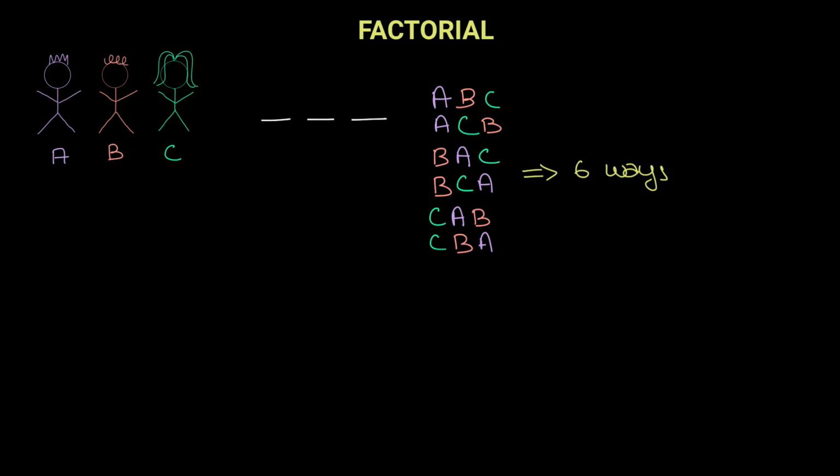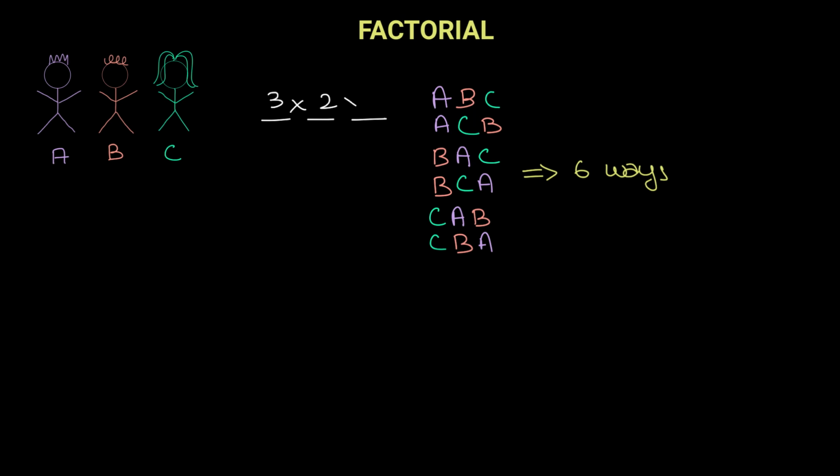Let's look at it a different way. We have 3 possibilities for the first position. We can either put an A, a B, or a C. Once we have selected someone for the first position, we are left with 2 possibilities for the second position. So if we choose A, we are left with B and C for the second position. If we choose B, we are left with A and C for the second position. Or if we select C, we are left with A or B in the second position.